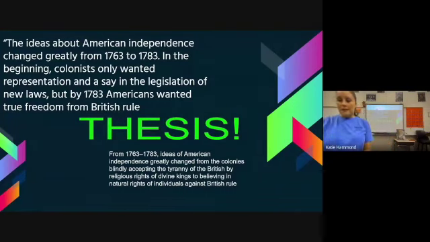So y'all did this, so correct me if I'm wrong, but for your pre-context activity, the prompt was something about evaluating the change in ideas on American independence from 1763 to 1776, right? Okay. So that was a DBQ prompt, 2016, I believe. These are two examples that the College Board said would work as the thesis point.